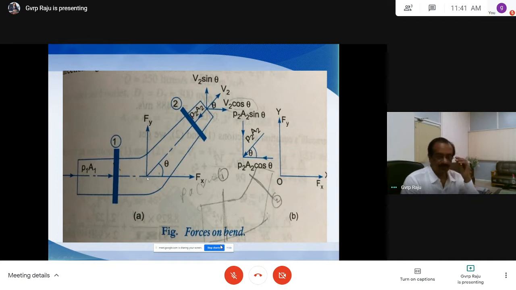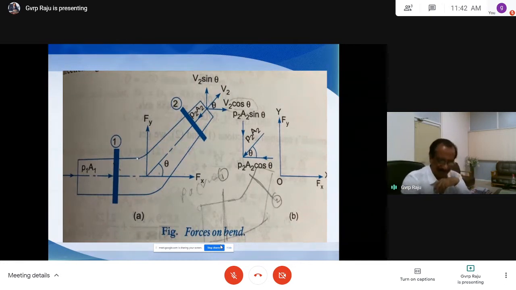So Fx is the force in the x direction and Fy is the force in the y direction. It is required to find Fx and Fy, the force by the fluid on the bend, and find the resultant. So F is equal to the square root of Fx square plus Fy square. Now the forces are known here: we have pressure forces, the force by the fluid on the bend, and weight.